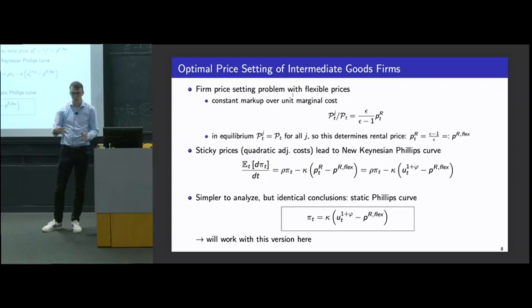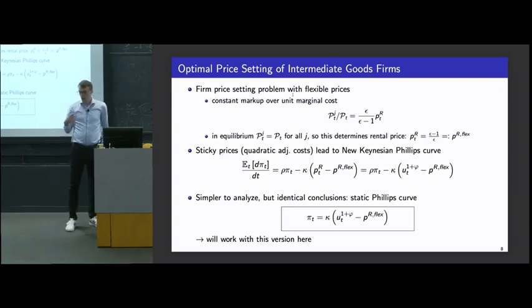If you do flexible price monopolistic competition as a price setting problem, you're going to set your price at a constant markup times your marginal cost. Your marginal cost in real terms is the rental price of capital, and you pay the households. The markup depends on the elasticity of substitution, and your real price is your nominal goods price divided by the price of the whole bundle. So that's what you're going to do if your prices are flexible.